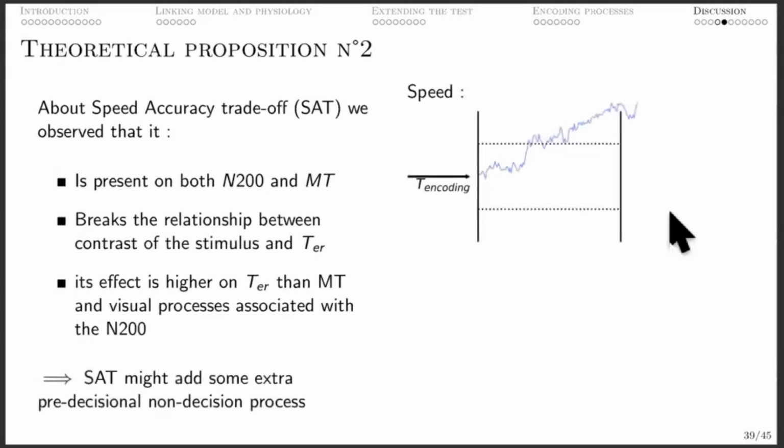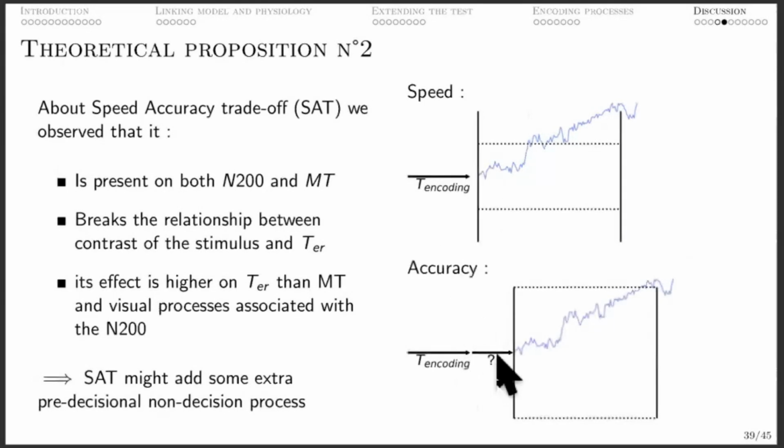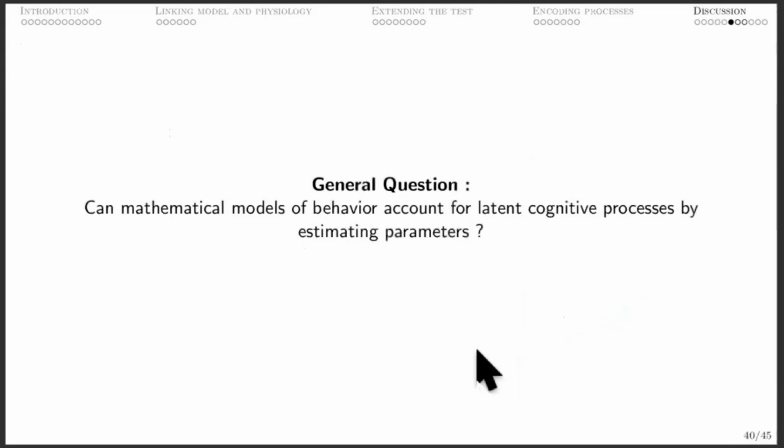Perhaps the speed accuracy trade-off might actually add an extra non-decisional process, and we think that it should be pre-decisional. To show you what we think: in the speed condition, everything seems to happen as the model is thinking. We have an encoding time, an accumulation of evidence, but in the accuracy condition, to explain the longer delay of non-decision process and the fact that we break the prediction between contrast and non-decision time, we think that something like this could happen, that there is an additional stage that is placed before the decision.